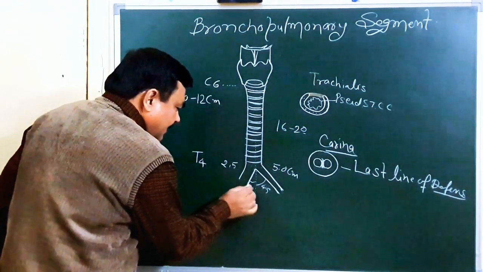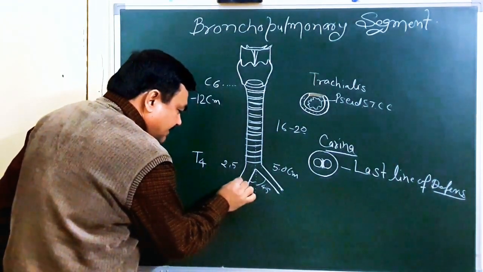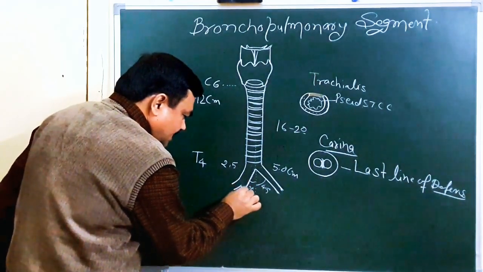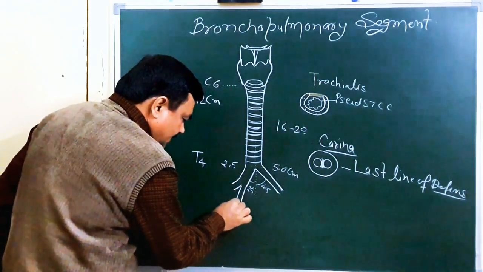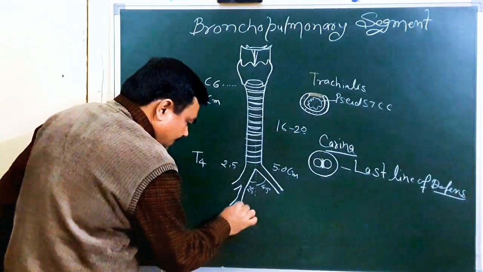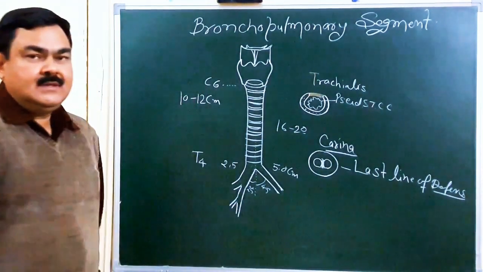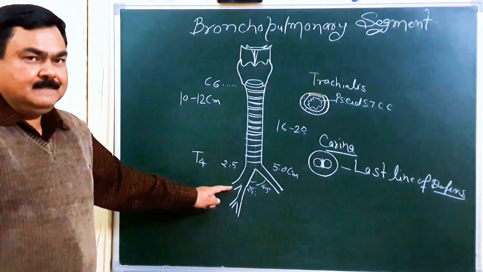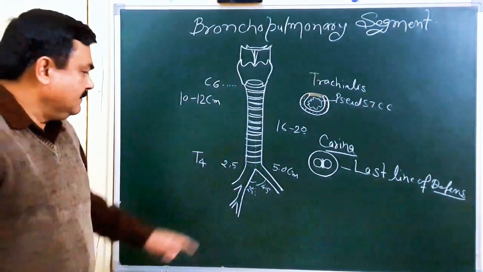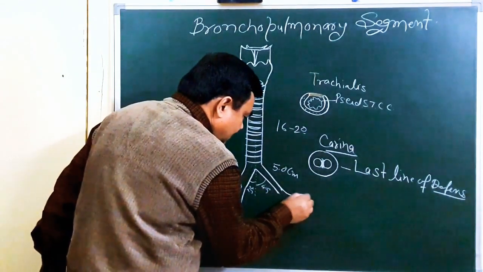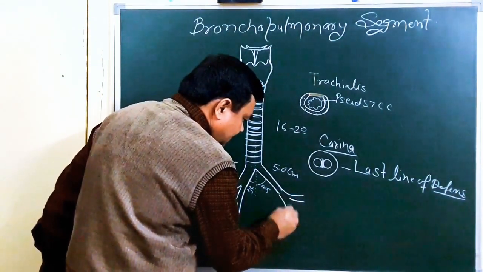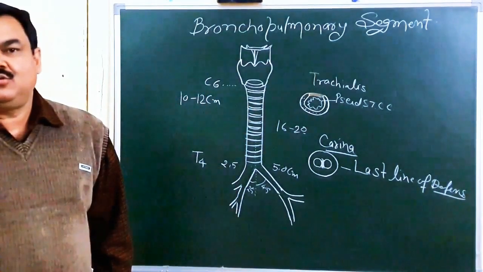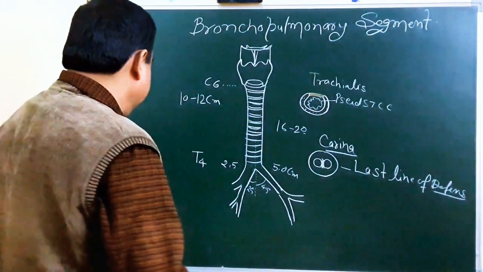Here, the right principal bronchus divides initially into 2, then 3. These are secondary bronchi or lobar bronchi. On the left side, there are 2 secondary or lobar bronchi.